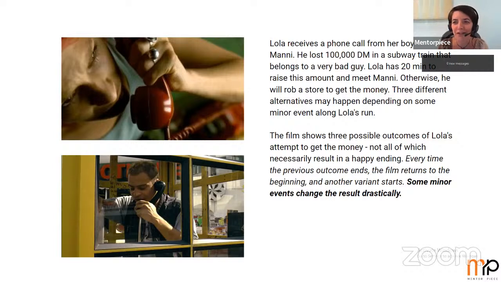Maybe this idea looks not very interesting, but the highlight of the film is that we have three possible outcomes of Lola's attempt to get the money, and not all of which necessarily result in a happy ending. And every time the previous outcome ends, the film returns to the beginning and another variant starts. While Lola is running and trying to find money, some minor events appear and change the result drastically.